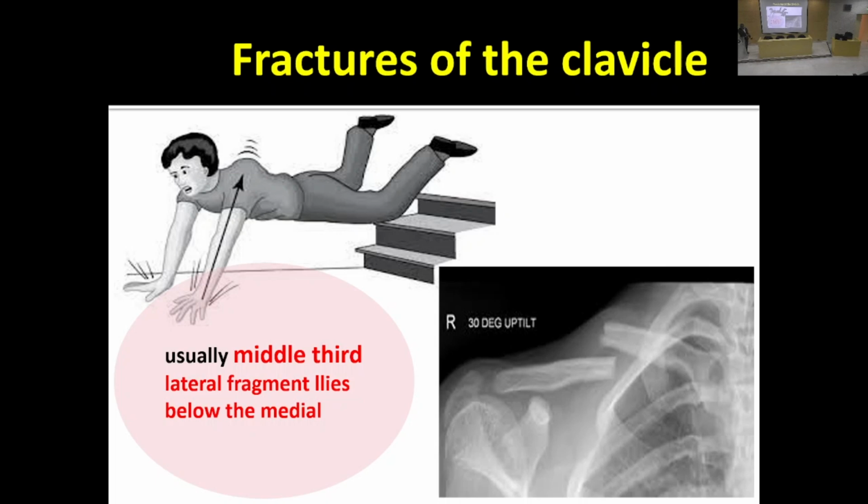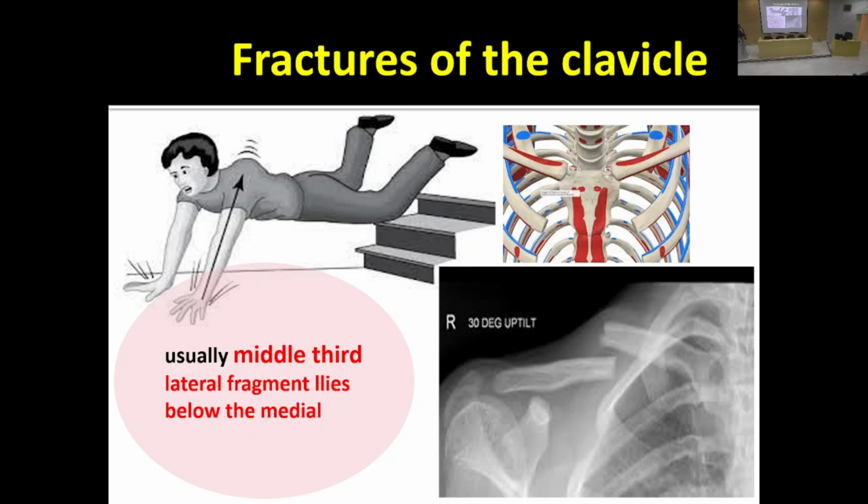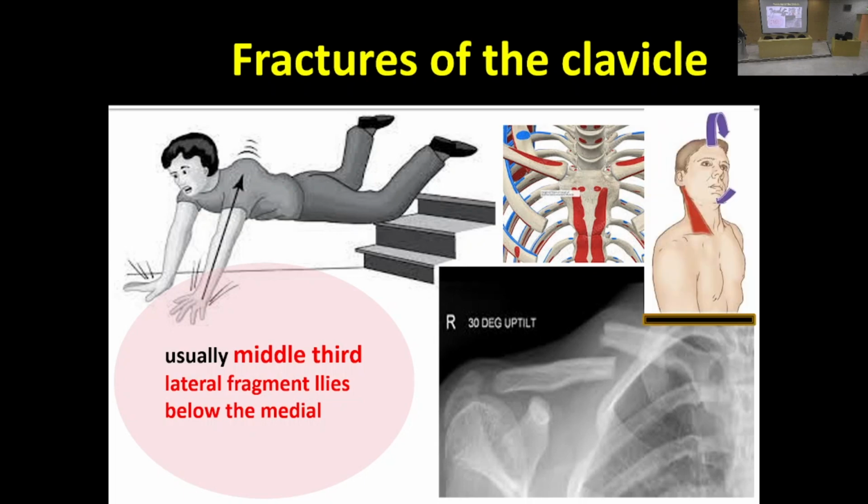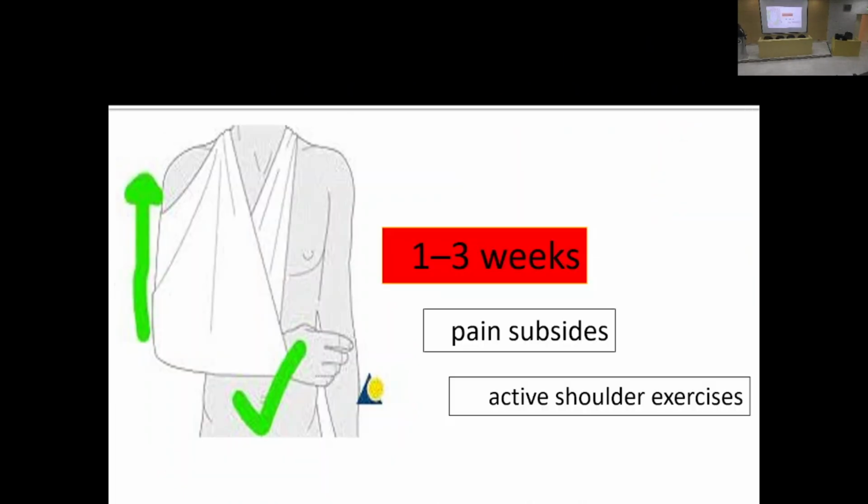Why is it pulled up? Because it is under the influence of the sternocleidomastoid muscle, the insertion of the sternocleidomastoid muscle pulling it. Actually, a fracture of the clavicle can be treated conservatively, 1 to 3 weeks until pain subsides, with active shoulder exercises, unless there is a fracture of the most distal lateral side of the clavicle that needs fixation.